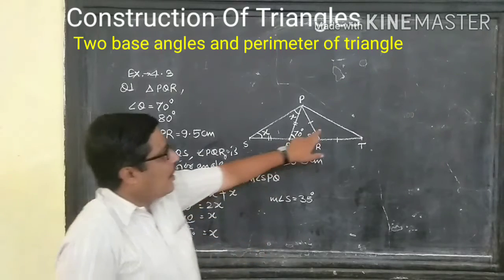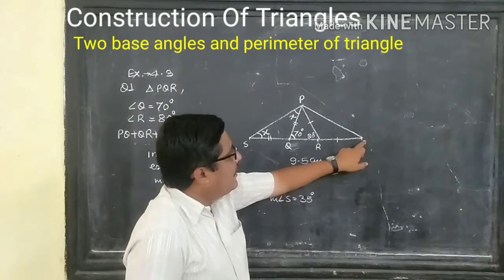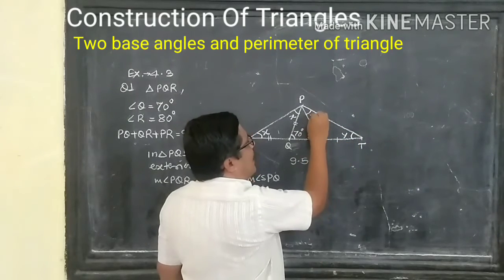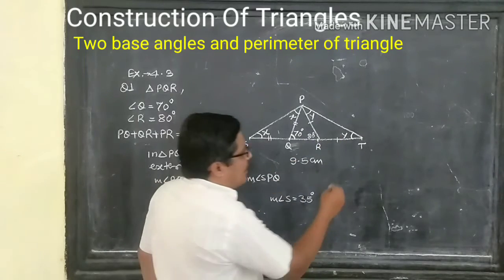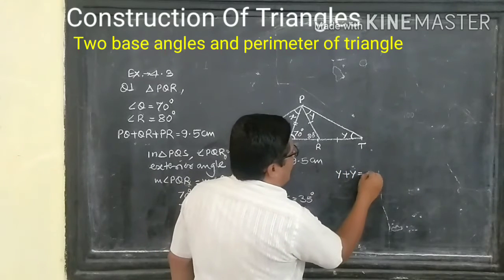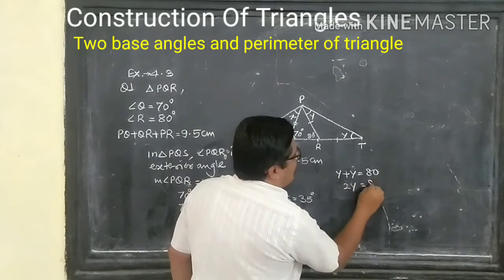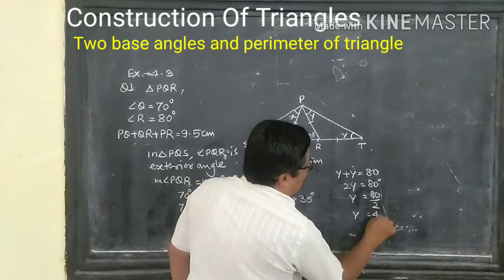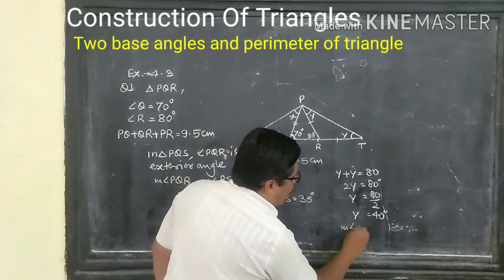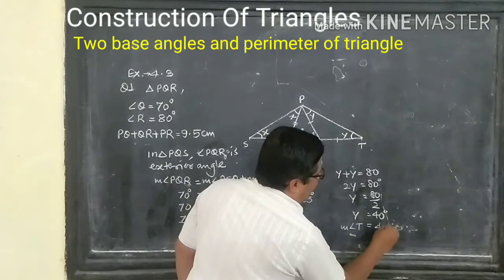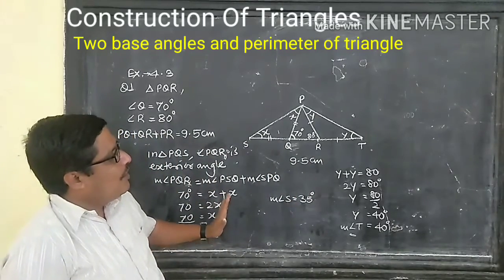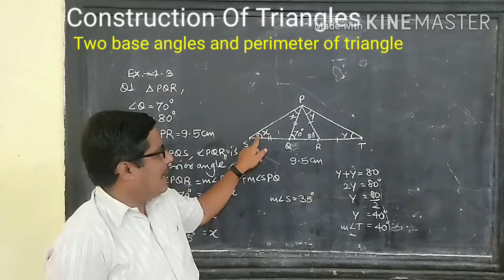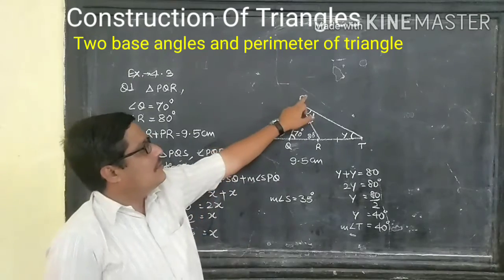Now in the same way, on the other side also, triangle PRT is an isosceles triangle. Therefore these two angles will be of same measure. Let it be y each. Now therefore here we can write y plus y is equal to 80. Therefore 2y is equal to 80, y is equal to 80 upon 2. Therefore, y is equal to 40 degree. That means measure of angle T is equal to 40 degree. So in this way, first of all, we have to draw segment ST. After that, we have to draw these two angles, angle S and angle T, that will give us point P.